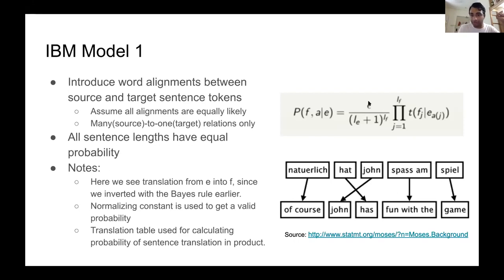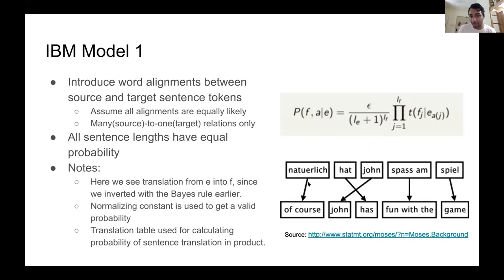So what are the different components here? LE is supposed to be the length of the English sentence and LF the length of the French sentence. The idea is they assume that all sentence lengths have equal probability, and then they consider this to be the probability of the alignment that is being considered.